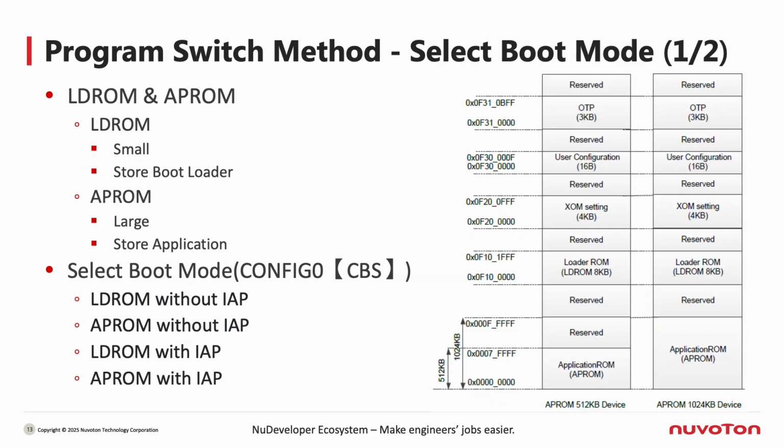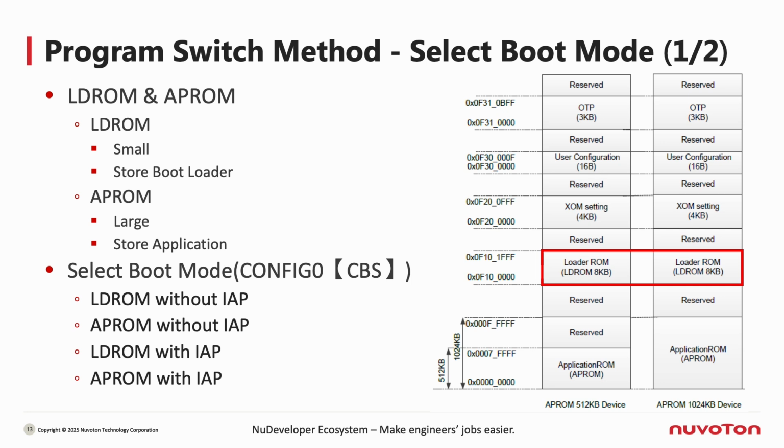Let's look at the first method, setting the boot mode. Nuvoton chips generally have LD-ROM and AP-ROM flash for storing programs. Therefore, you need to choose which flash to boot from, that is, choose the boot method. Let's take a look at the image on the right, which is the memory distribution diagram of M460. LD-ROM has a small space and is usually used to store the customer's bootloader.